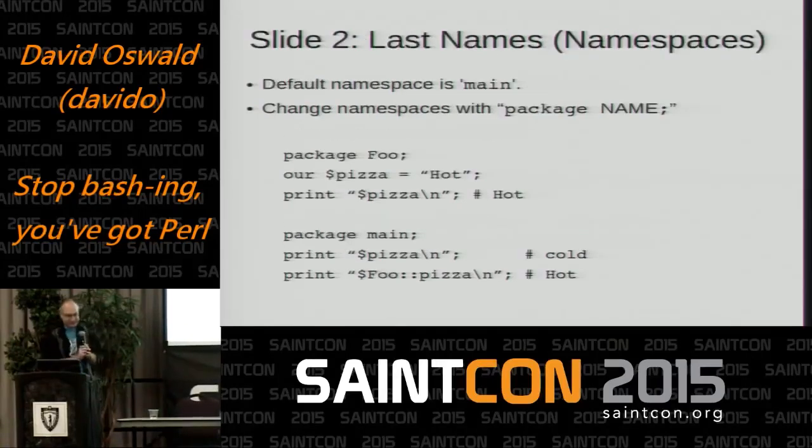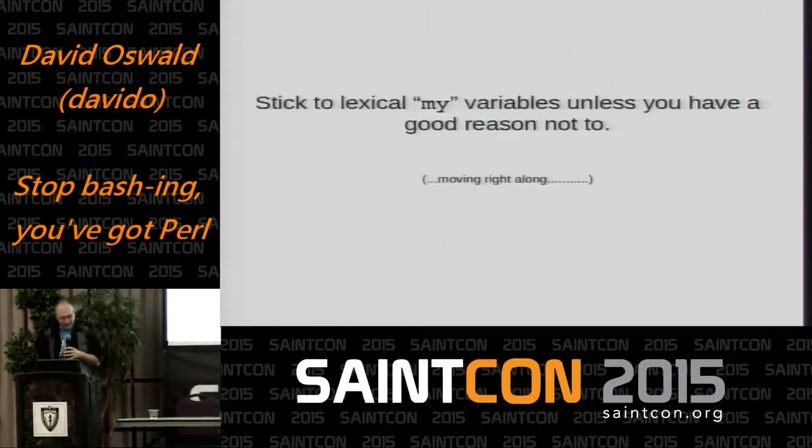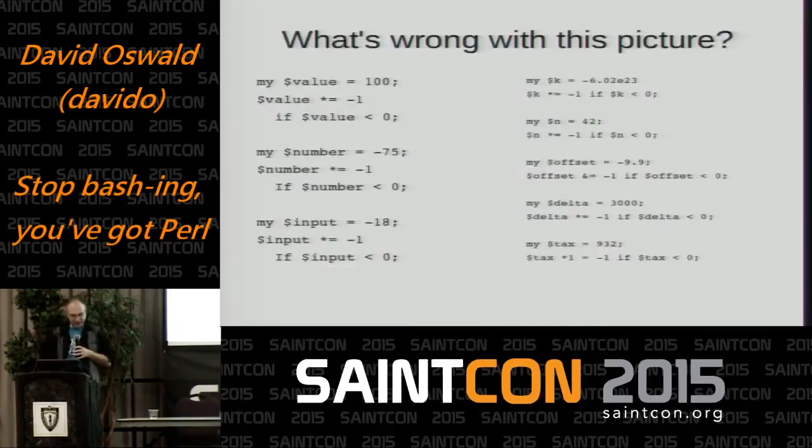Slide 2 is that inside of package foo, we can refer to our pizza. Inside of package main, if we want to see the pizza that exists in package foo, we have to use its last name. That's all we're going to talk about in namespaces. Mostly we're going to talk about my variables. So we're going to look at a few things here.